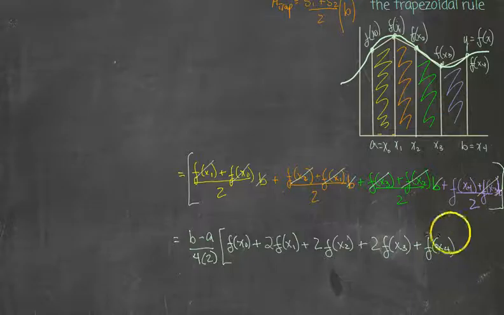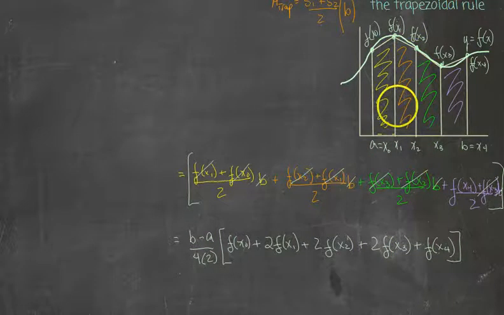So notice that the first value, my a value, my f of a, written as f of x0, is only represented once. My last value, my end point, f of x4, is only written once, but every other length is written twice. And that makes total sense because each trapezoid shares these insides. The orange and yellow trapezoids share x1, the green and orange trapezoids share x3, and so on. So now I think I can make a formula that generalizes this whole idea, right?